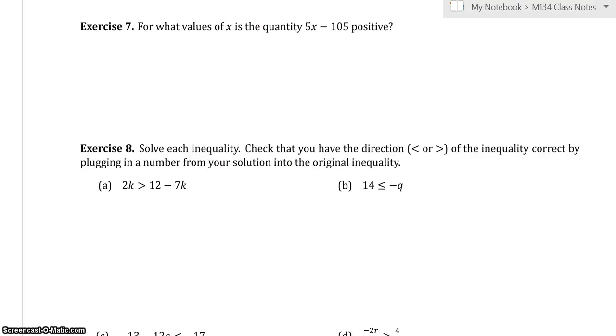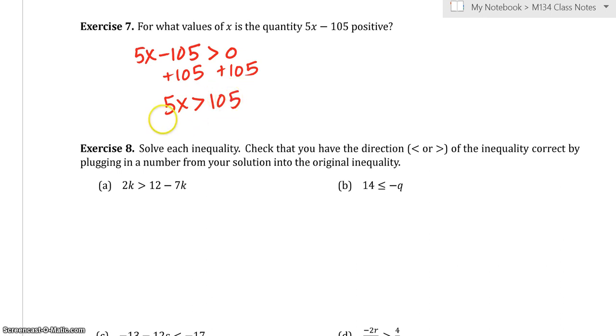It says, for what values of x is the quantity 5x minus 105 positive? So it's a little application. I'm going to do the same thing. There's the expression positive. What does that mean? That means bigger than 0. So you're going to just solve this using algebra, now that we've learned that. And I'm only going to reverse it if I multiply or divide by a negative, but I'm not here. We're just dividing by 5.